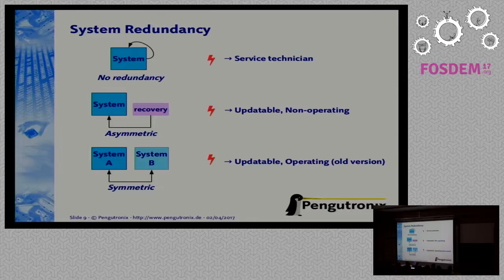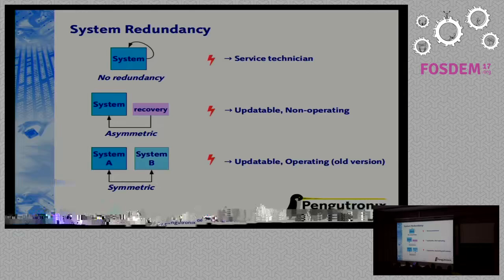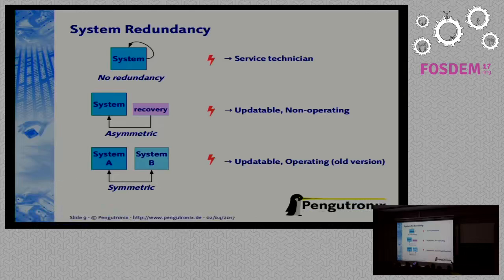A better approach is to use an asymmetric redundancy mechanism. This is especially good for devices where you have limited storage capacity. So you have a small dedicated recovery system that you boot into when you want to perform an update, and you can perform the update, and even if the update of the system itself fails, you can still boot into the recovery system and perform further updates. So it's updatable in case of a failure, but you don't have an operating system if the update fails.